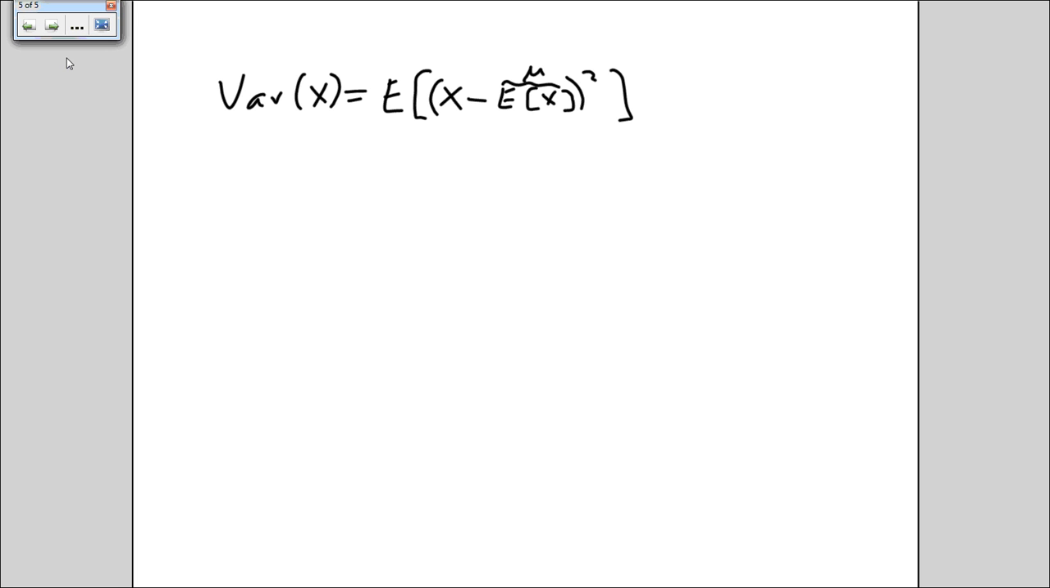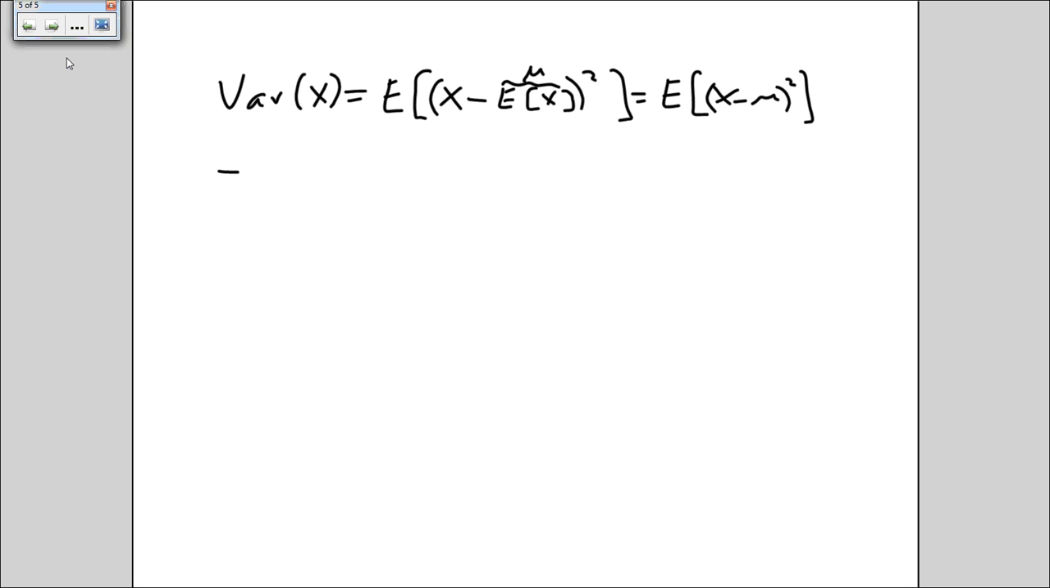To find the variance, it's been a long time since we used this alternative formula, but we know that the variance of x is the expected value of x minus the expected value of x, the whole thing squared. But we now know that that's mu. E of x is mu. The variance of x is simply the expected value of x minus mu squared.